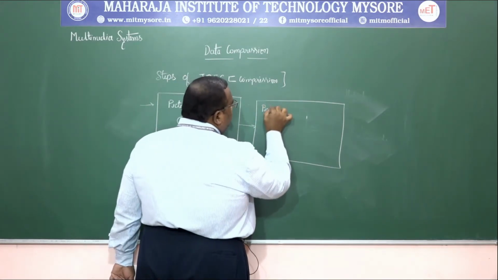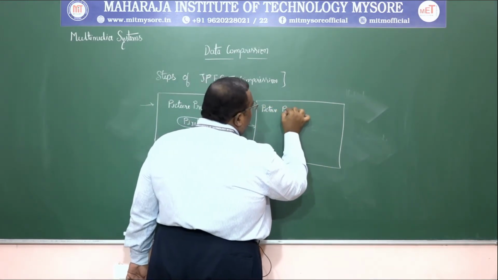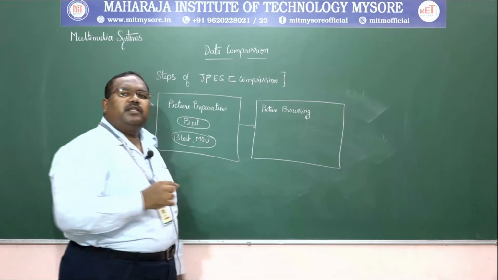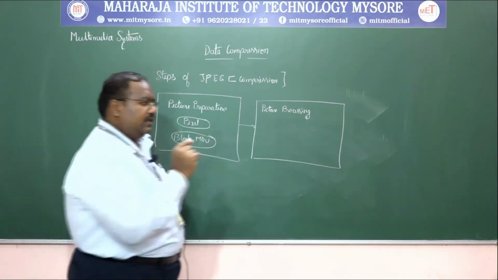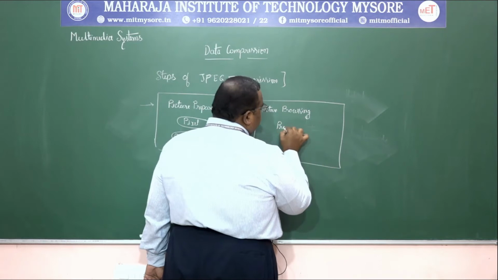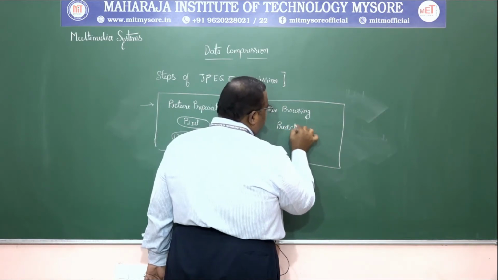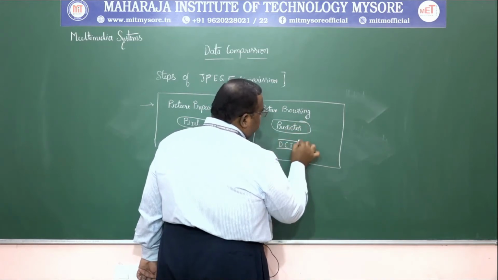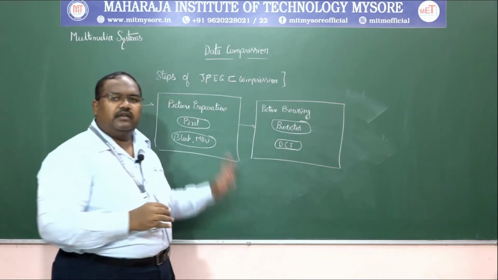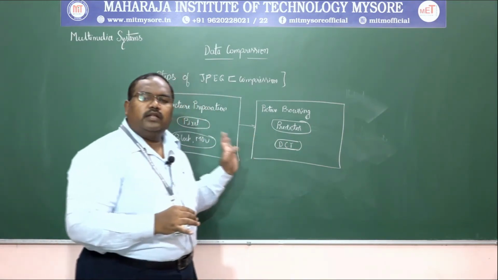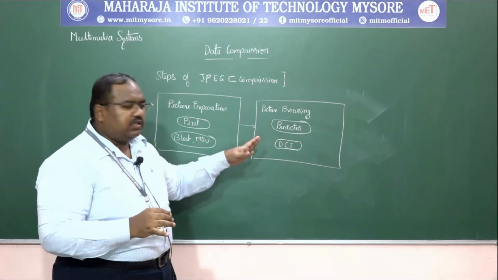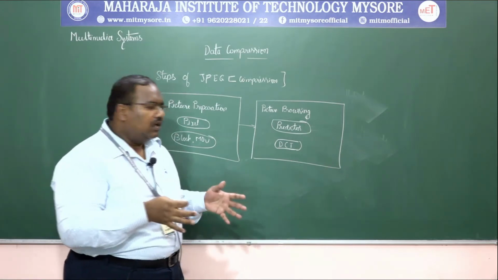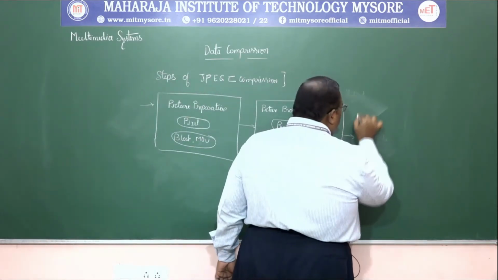Once the image is ready, next we go to the next step, called picture processing. Here in the picture processing, we have a predictor, and we also use DCT. What the predictor and DCT are, we'll get to know. Once picture preparation is ready and the image is processed into the required format, then what we do is compression. We call it quantization.